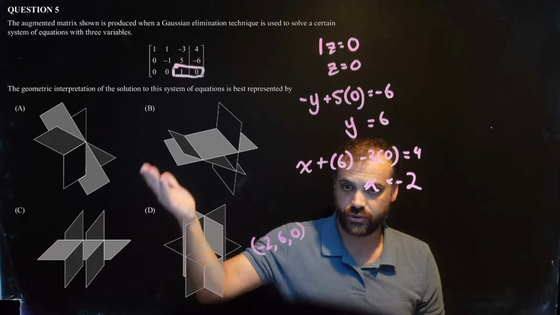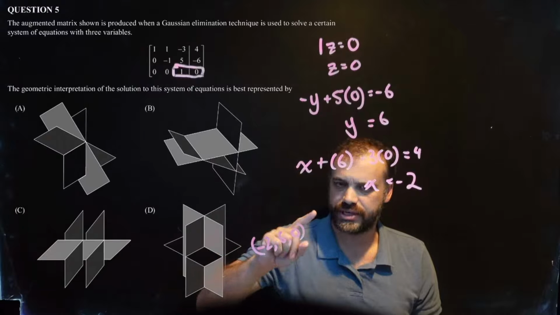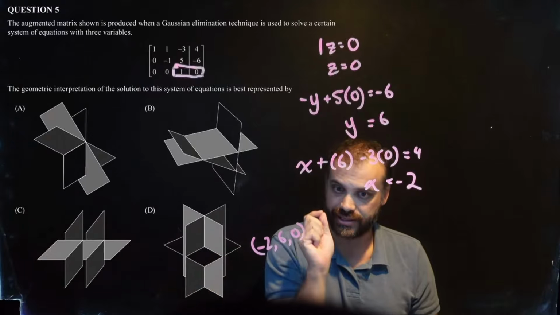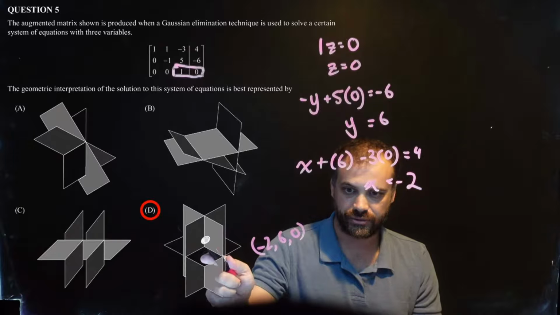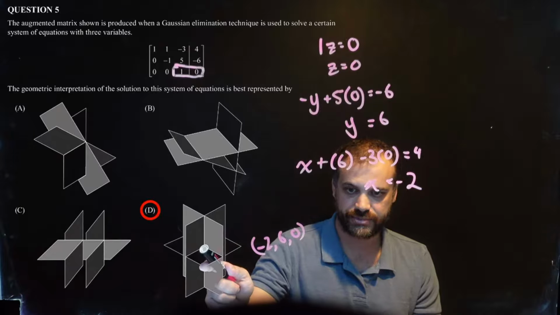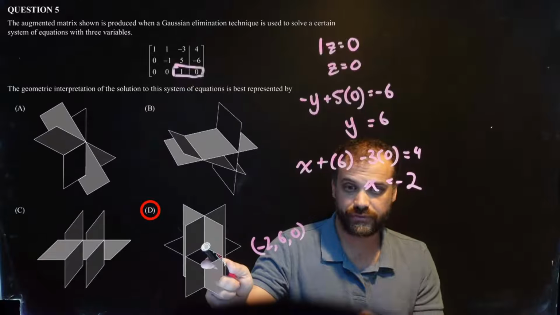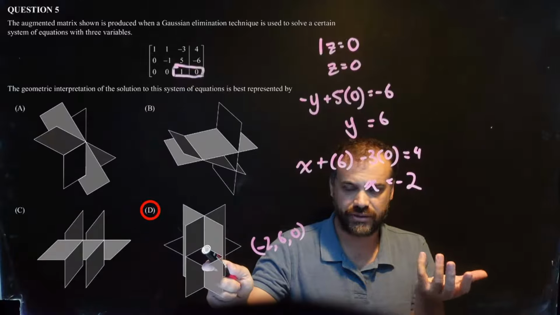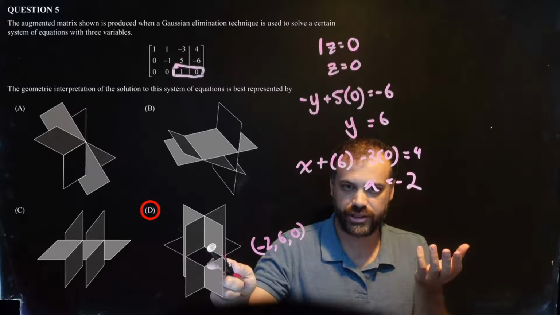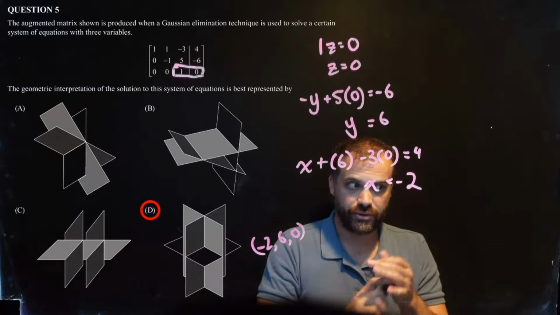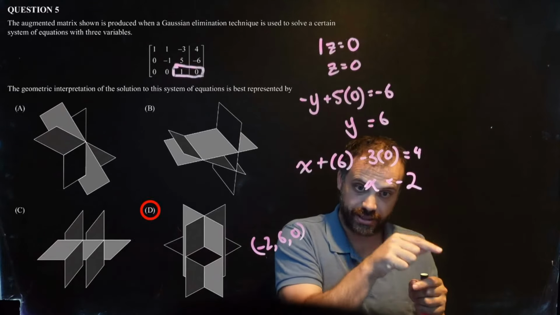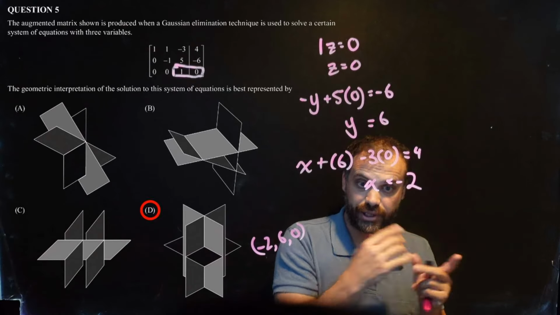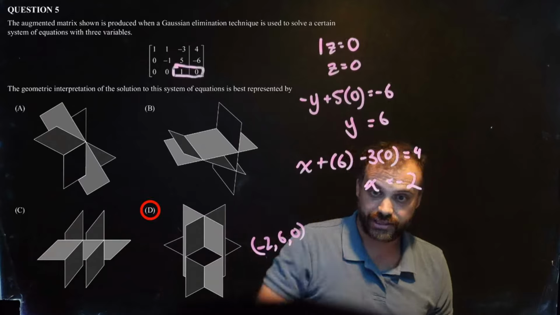So which of these four pictures represents 3 planes meeting at a single point? The answer is D. Look right here. There it is. 3 planes meeting at a single point. If you're looking for a representation of that, look at the room you're standing in right now. Look at the corner. The walls and the floor are meeting at a single point. 3 planes meeting at a single point. And that's what that is.